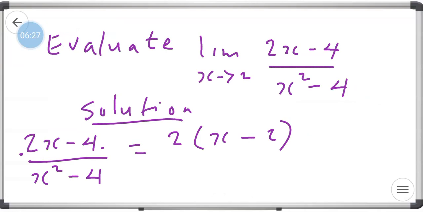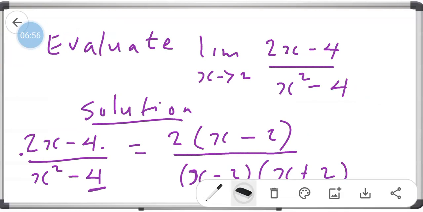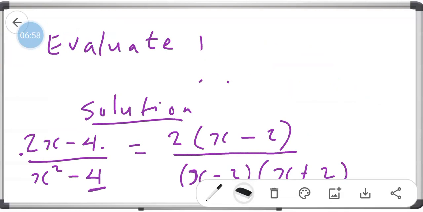Now, from here, x squared minus 4. Factorizing this out, this is a difference of two squares. Take note, we'll be having x minus 2 and x plus 2. Let me expand this quickly so that we'll see that we get x squared minus 4 back.